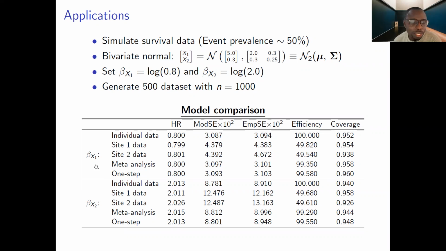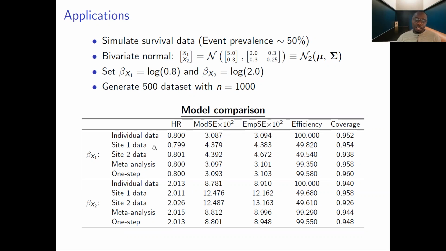You could see that for both estimated parameters, we compared 5 different models. First, the individual level data model, which is the gold standard. That is when we could put all of that data together into one data file and do the analysis. Since we only simulated 2 sites, the data set was partitioned into two sites. So this will be site 1 only, site 2 only, the meta-analysis, which is a combination of the two, and the proposed estimator.